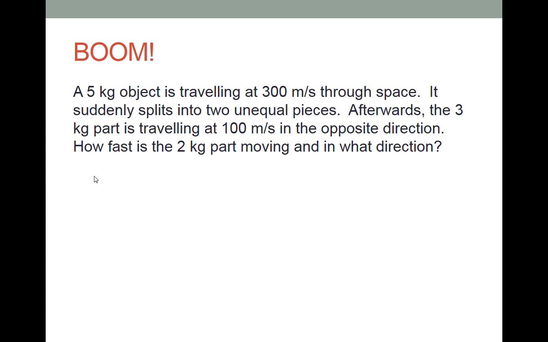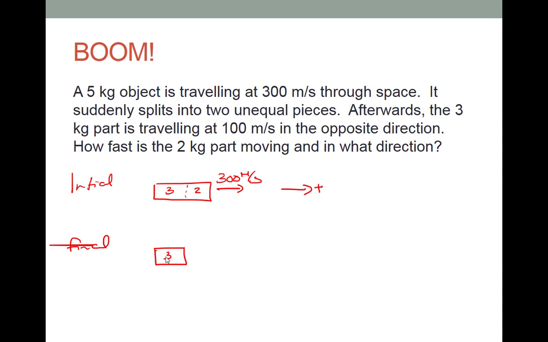Here we have a 5 kilogram object traveling at 300 meters per second through space. It splits into two unequal pieces. Afterwards, the 3 kilogram part is traveling at 100 meters per second in the opposite direction. And we want to know how fast is the remaining 2 kilogram part moving. So our initial situation looks like, here's my object, whatever it is. I have a 3 kilogram part and a 2 kilogram part, and they are both moving at 300 meters per second through space. I'm going to let that direction determine my positive direction.